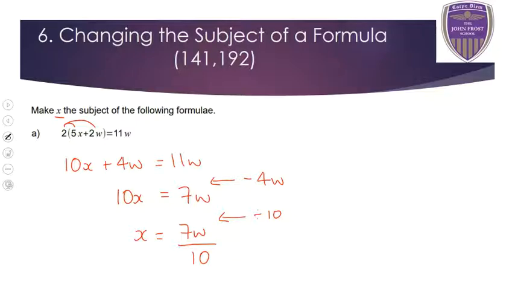And I've said this before to you as well. Sometimes the answers will look a bit confusing, but we're not actually using it. We've just made x the subject. That's what the question asked us to do. So we move on.